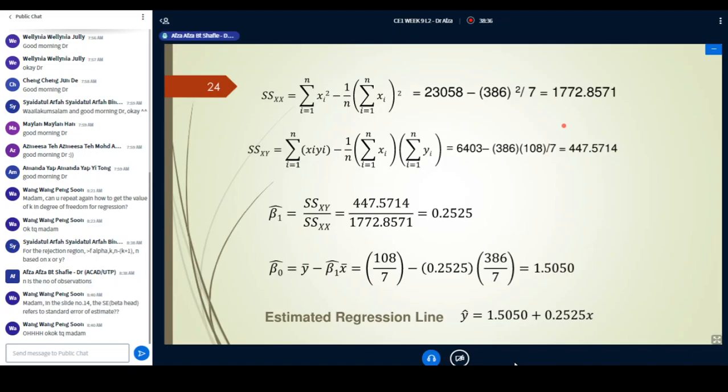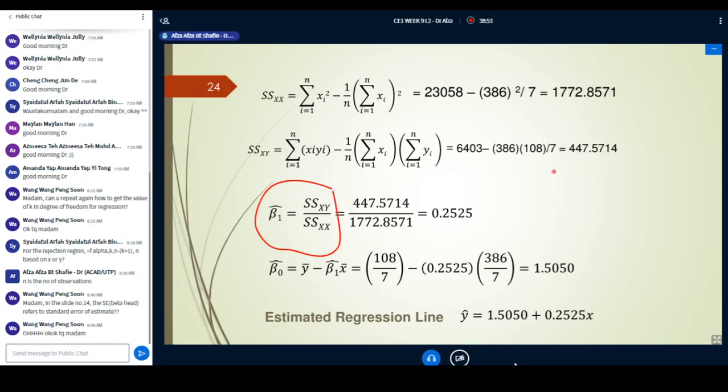So this is what I do first. For my beta 1 hat, I need to find the sum of squares for the xy over the sum of squares for the x. So I have to do it manually. So I calculate manually. All right, what do I get?